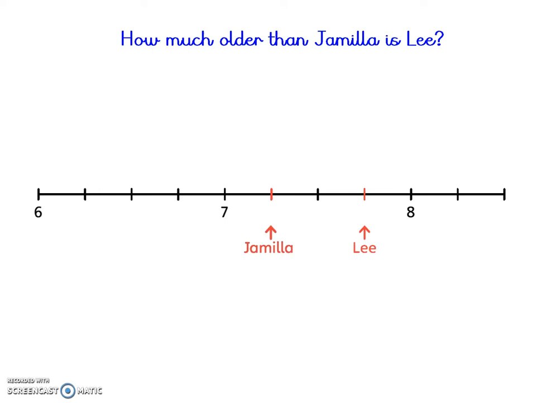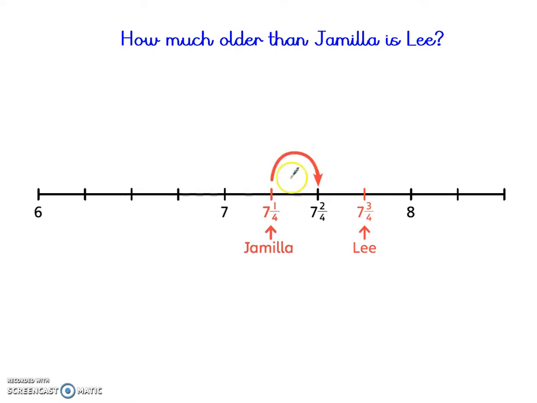So we know that Jamila is 7 and 1 quarter years old, whereas Lee is 7 and 3 quarters years old. And nice and easily I've labelled those, and I've also labelled any of the intervals that are in the middle. So it doesn't matter what the fraction is, labelling every interval is the thing that's going to help me and prevent me from making a silly mistake.